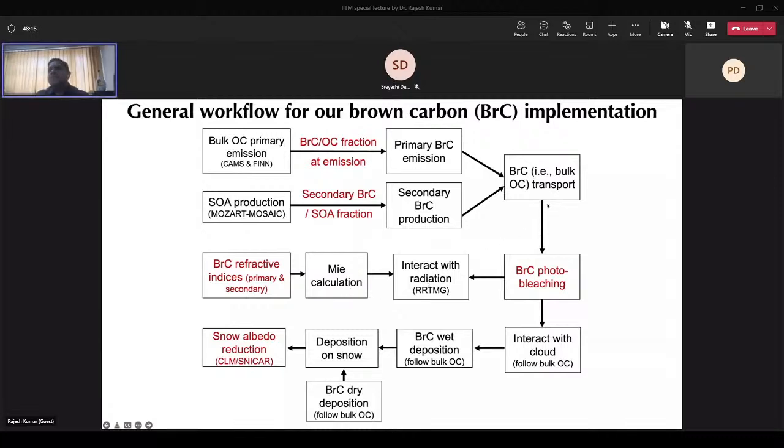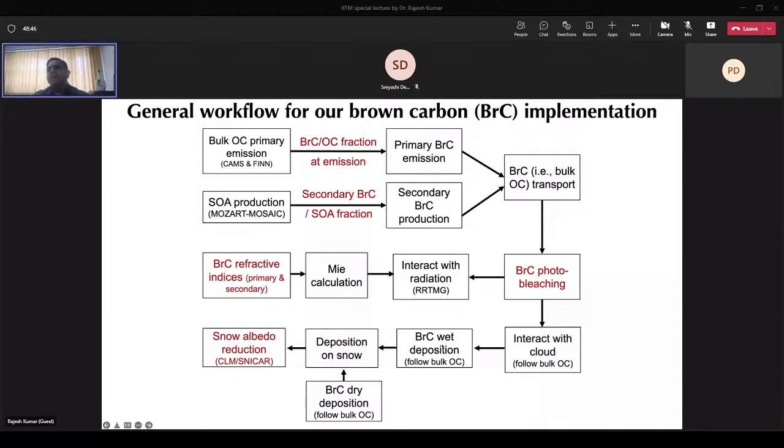But when the brown carbon is present in the atmosphere and it mixes with other chemical components, its absorption decreases with time. That process is called photobleaching. So we also represent the photobleaching process in our model. And then finally, we implement their interactions with clouds in the same way. So we assume the same hygroscopicity for brown carbon as we do for organic carbon.